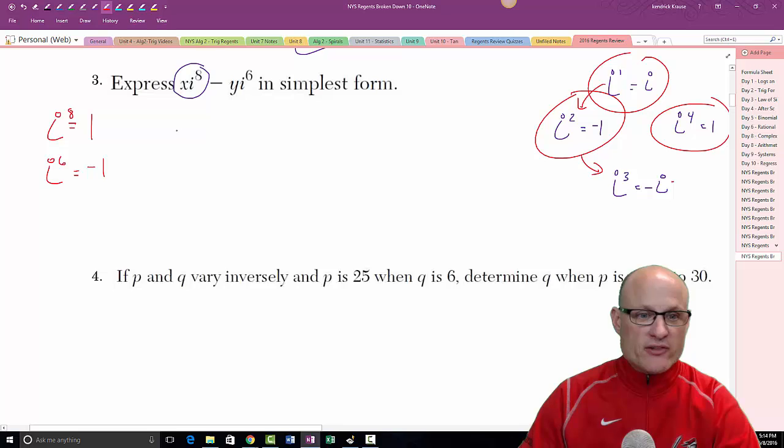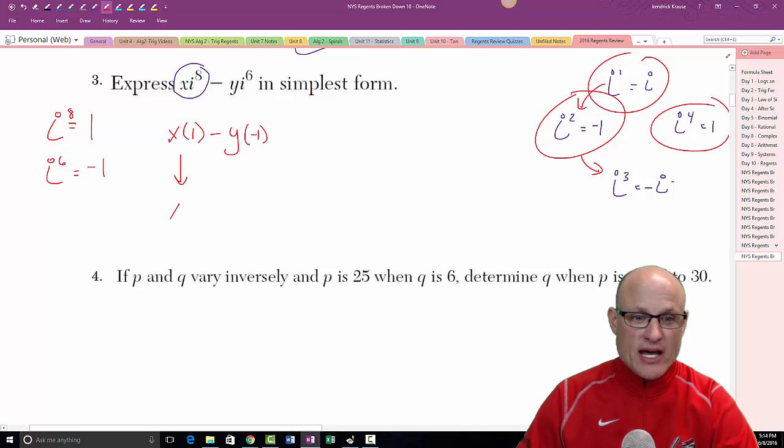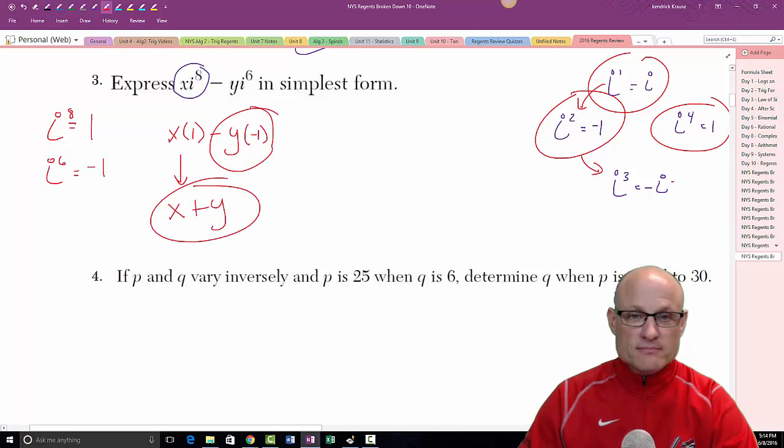All right, so now I know that this is x times 1. Got to show your work. Minus y times negative 1. Put things in parentheses when you substitute. This is just x, and this makes plus y.